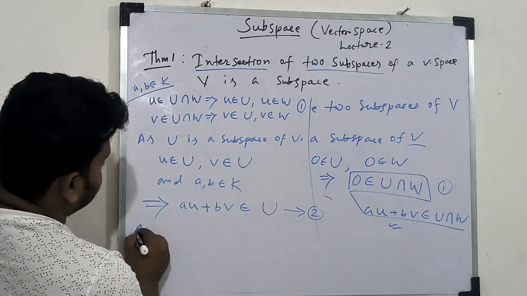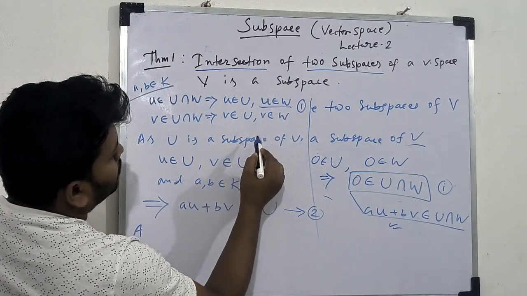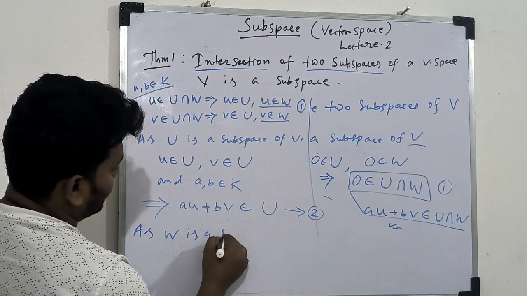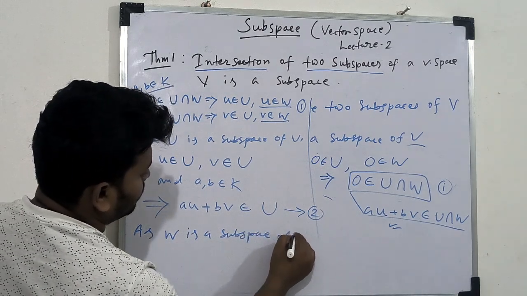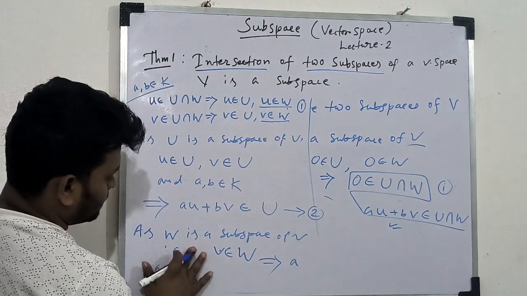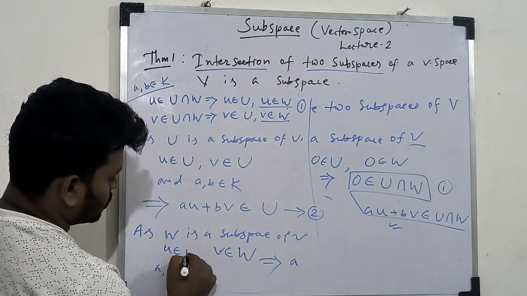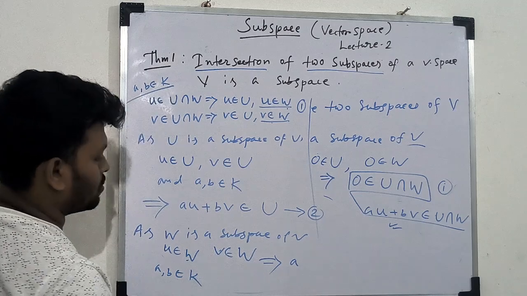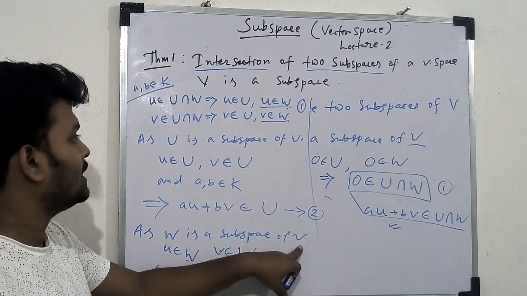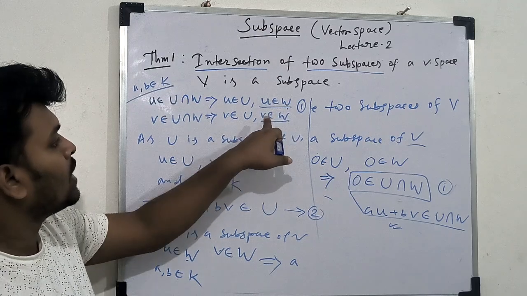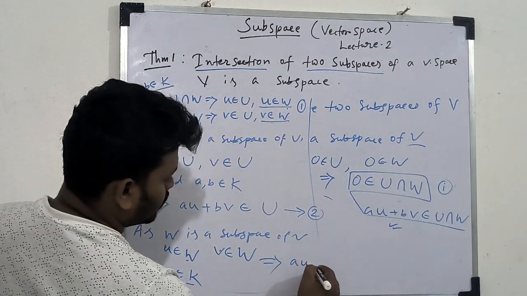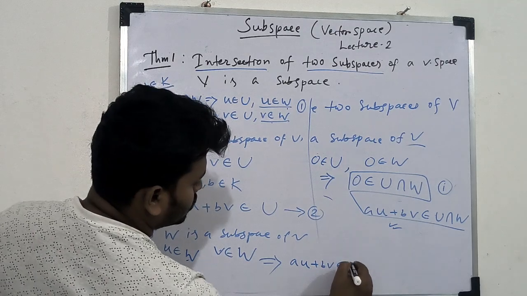Similarly, we get u belongs to W, v belongs to W. So as W is a subspace of V, u belongs to W and v belongs to W, and a, b belongs to K. So from this we get au plus bv belongs to W.